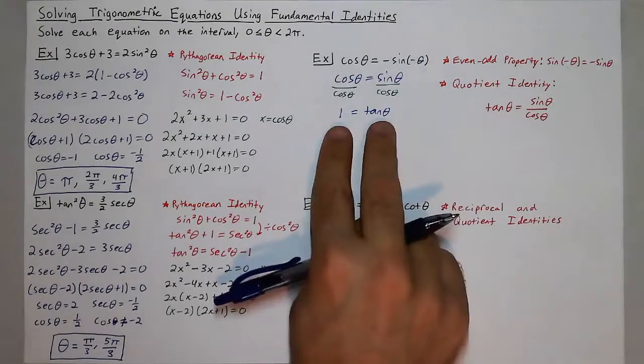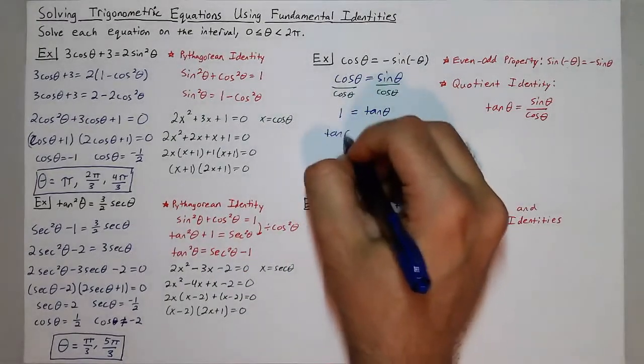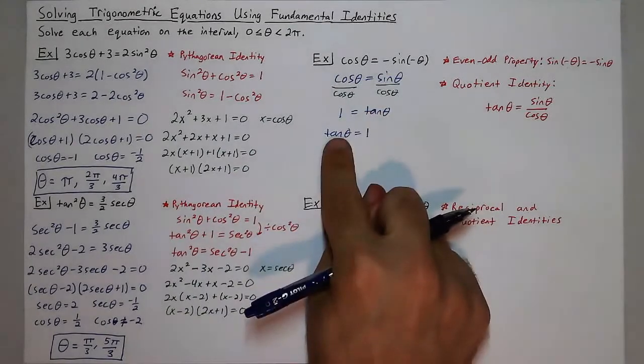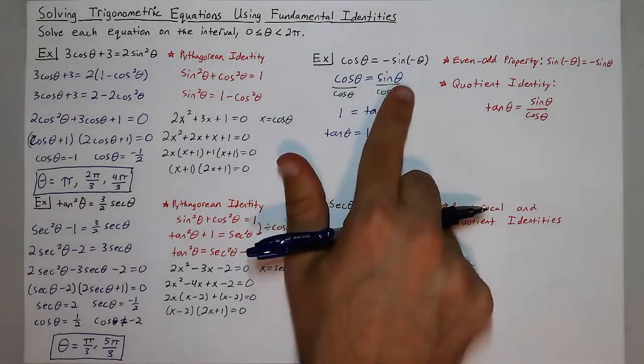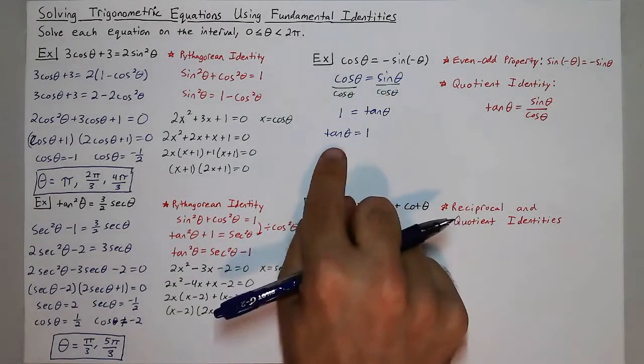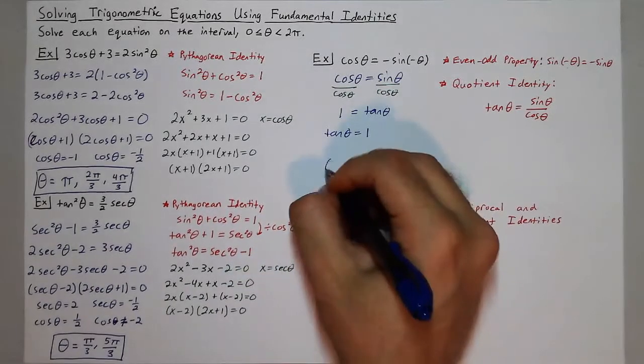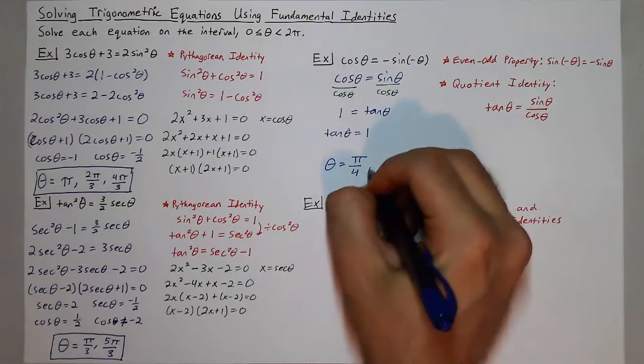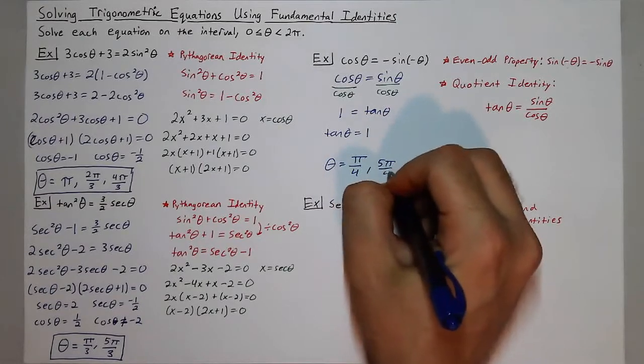So now my problem comes down to when is tangent of theta equal to 1, which now is a single trig function, and I don't even need to factor. So I'll have here, which angles make tangent of theta equal to 1? Well, that happens at pi over 4 and 5 pi over 4 on my unit circle.